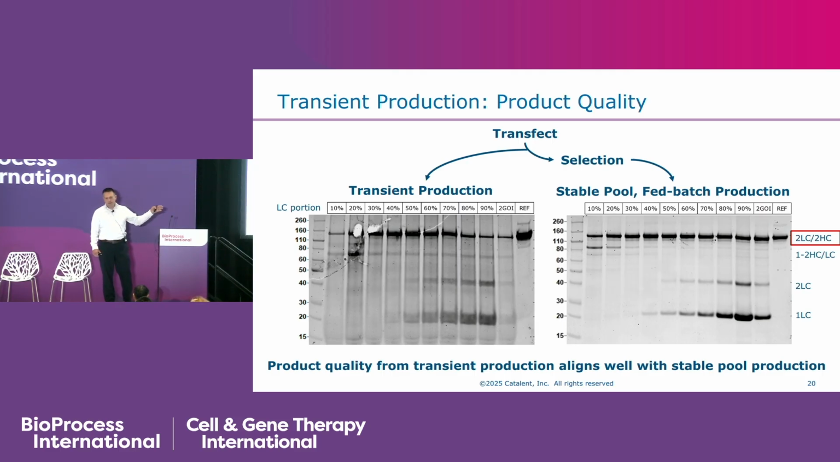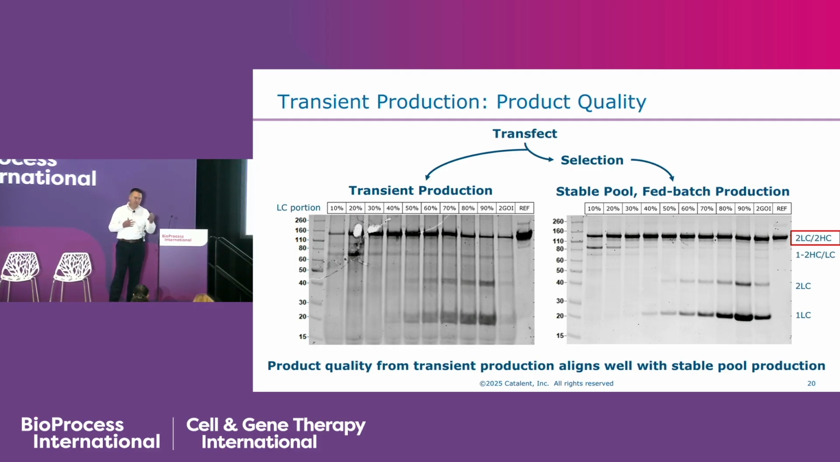We split that off, do a 7-day transient production, run a gel on this, and I'll mention that the gel here is loaded based on constant volume of the supernatant, not on constant mass of the mAb or titer. And as you can see, you see the same pattern on the left-hand side. When you have excess heavy chain copy numbers, you see those product-related impurities, and notably the 150 kilodalton chain is less prominent than it is in the middle, the 50-50.